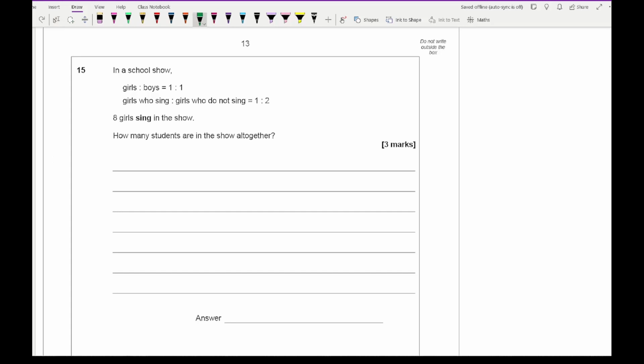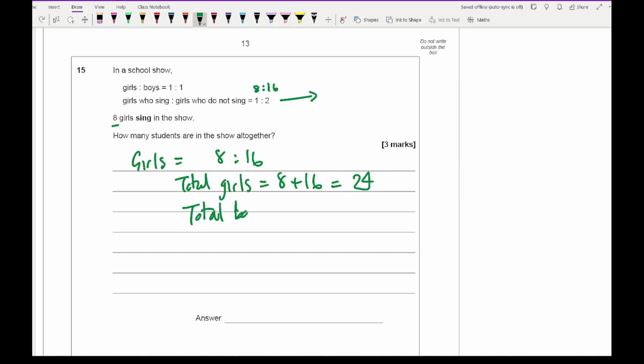So for this, what we want to do here is we know that 8 of the girls do sing. So that means if 1 part equals 8, 2 parts is going to be 16. So total number of girls is going to be 8 plus 16, which gives us a total of 24 girls. Now we know that the total number of boys is the same. We've got the same number of boys as girls. Here we've got 24. So how many are in the show altogether? Well, add those 2 numbers up.